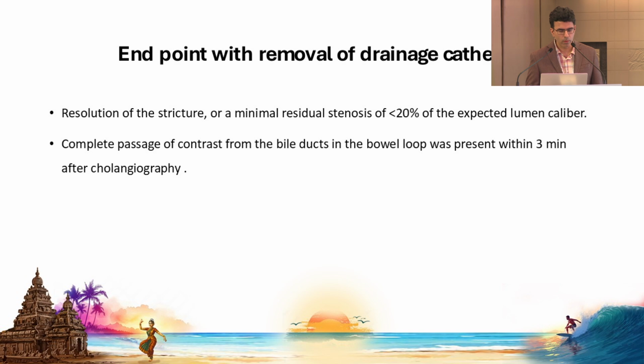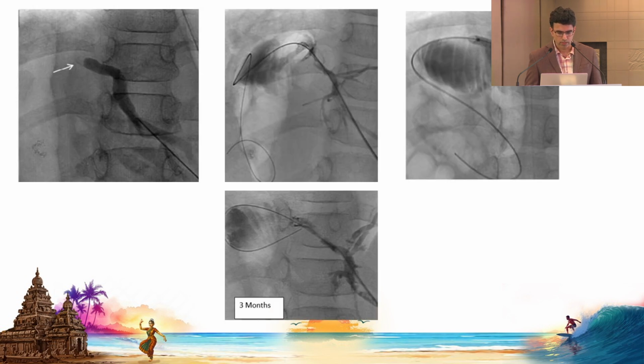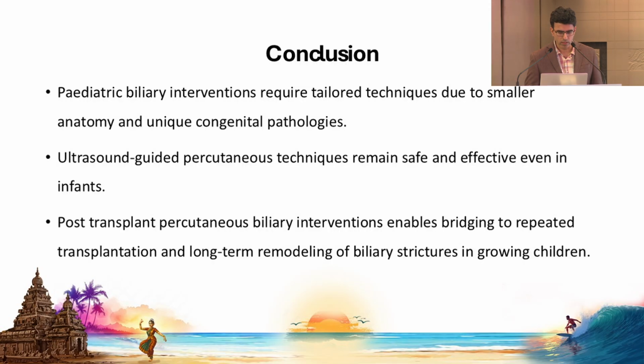Balloon, normally we use a semi-compliant balloon alone, not the stiffer balloons. And this is a 3-month follow-up. There is regular, adequate passage of contrast across the anastomotic site. So we remove the catheter at 3 months. The baby is doing fine.